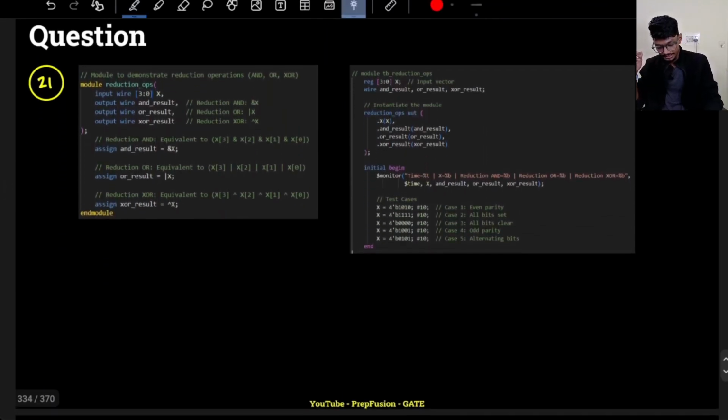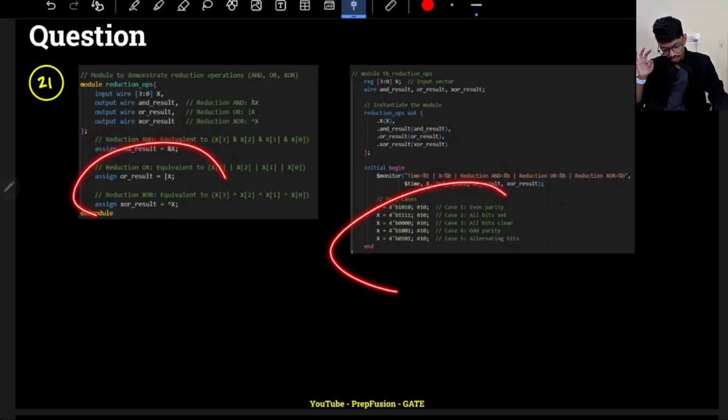So again, another question on reduction operator. I have this test bench. Try to solve what will be the output. Try to solve after doing all this.